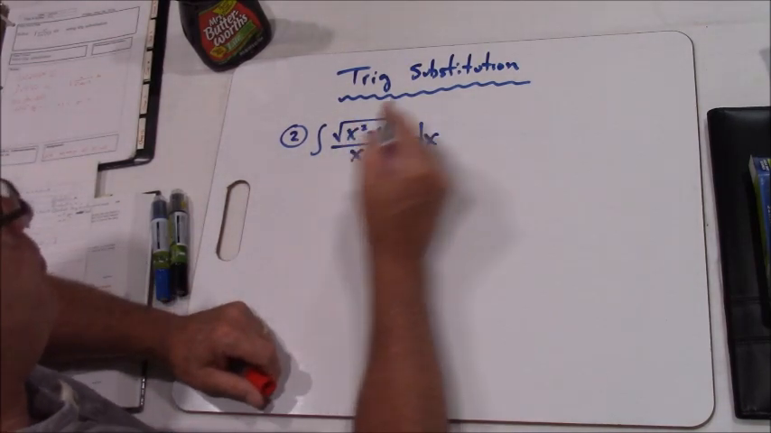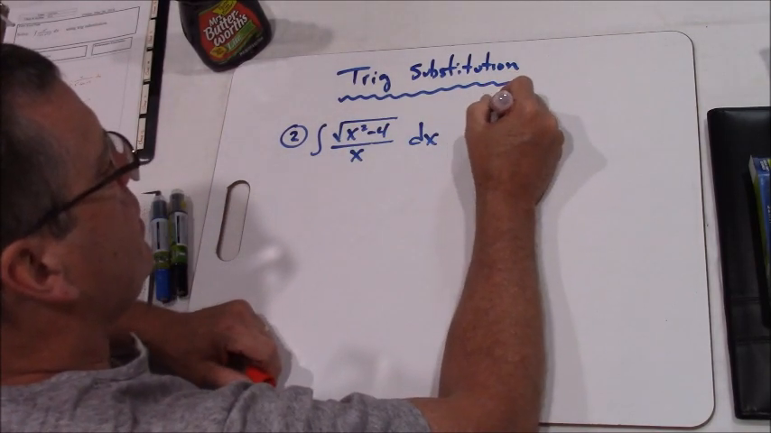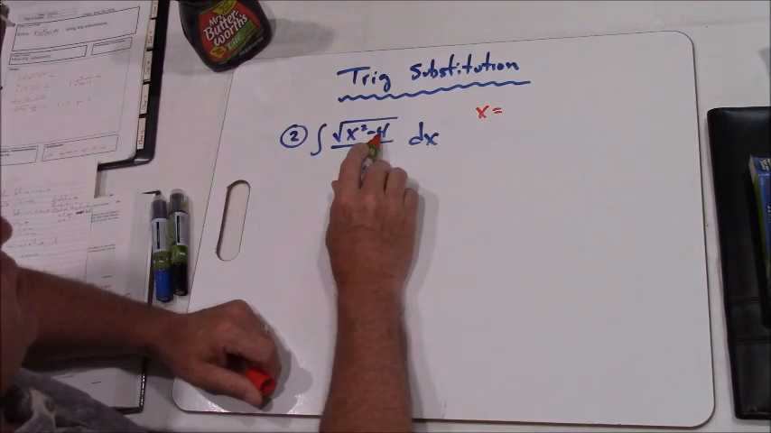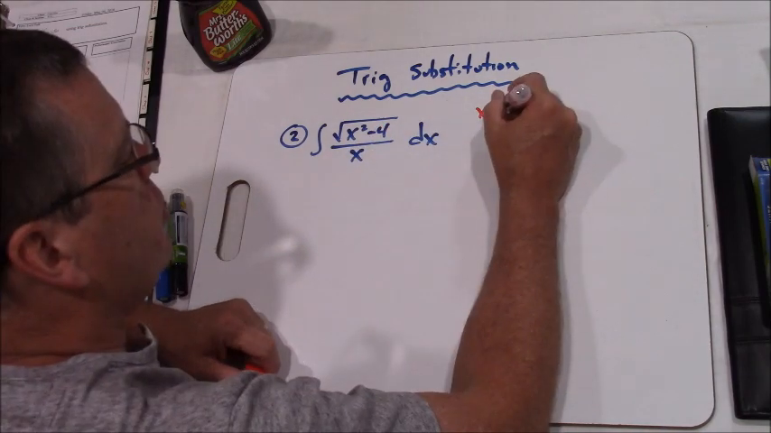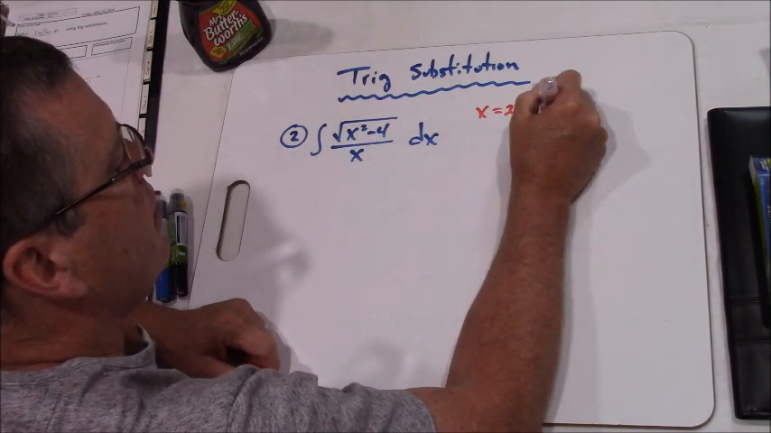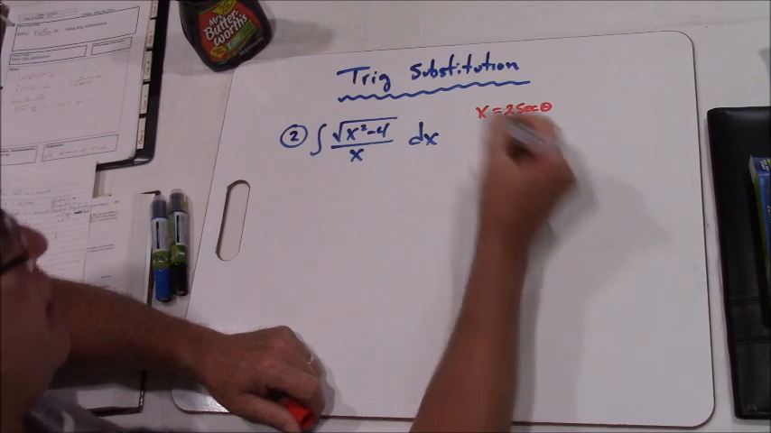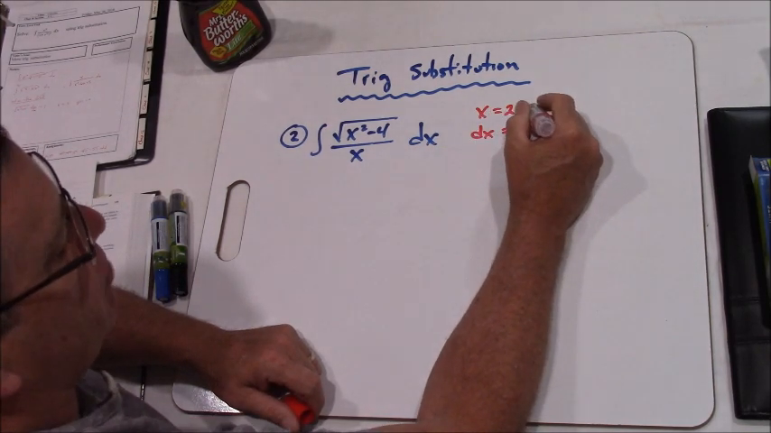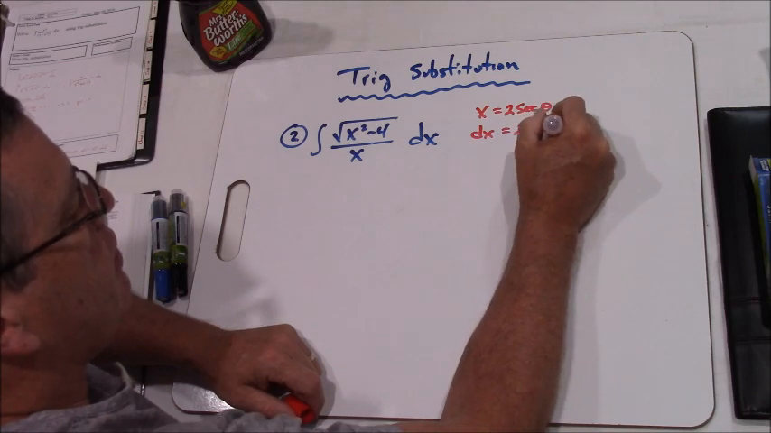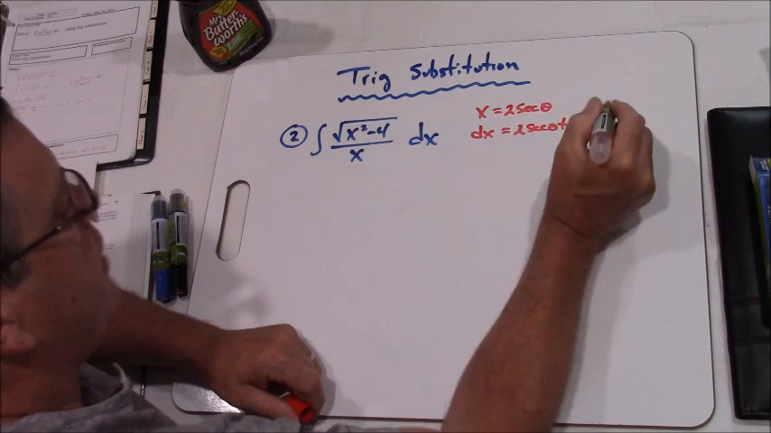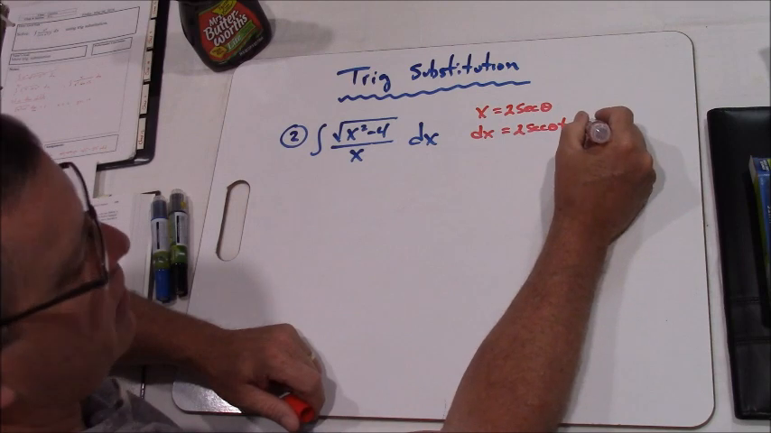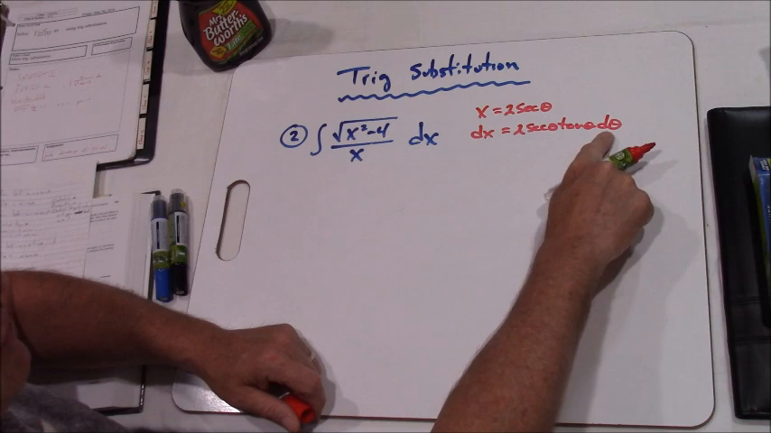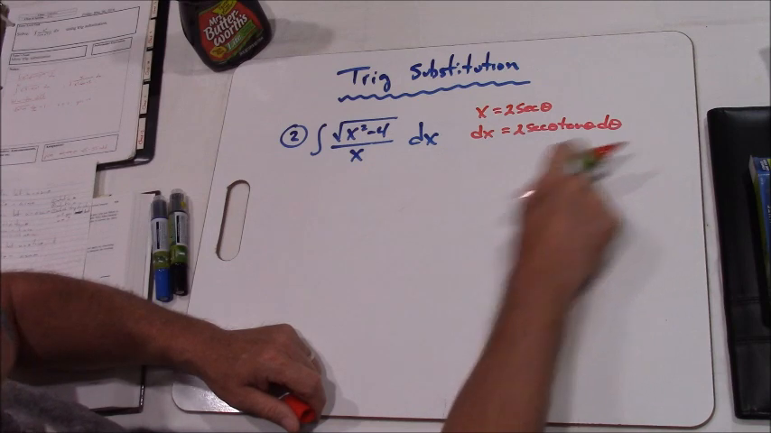I want to let my u value, which is x, equal a secant theta. My a value is whatever's being squared here, so that would be 2 secant theta. And I might as well go ahead and do this: dx equals 2, the derivative of secant is secant theta times tangent theta, times the derivative of the angle, which is 1, and I just took the derivative of theta. Really important we keep track of everything that's supposed to be there. Okay, that d theta is important to us.